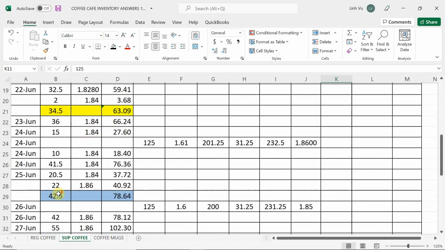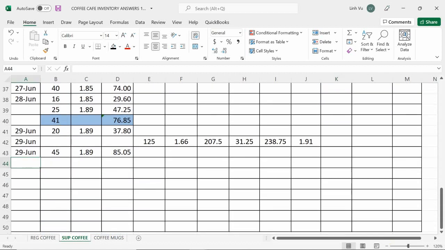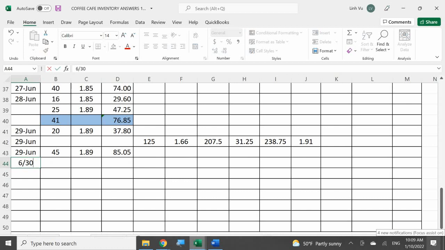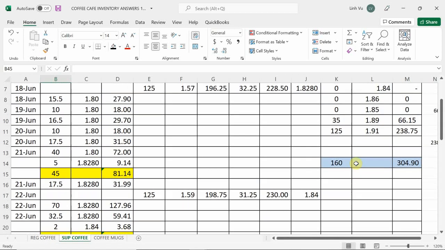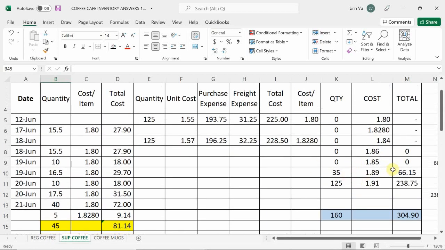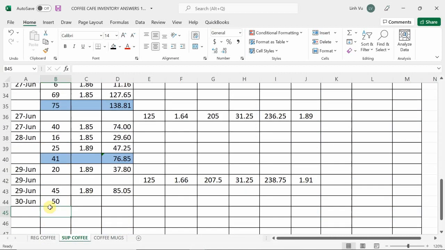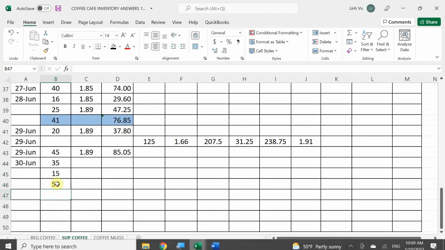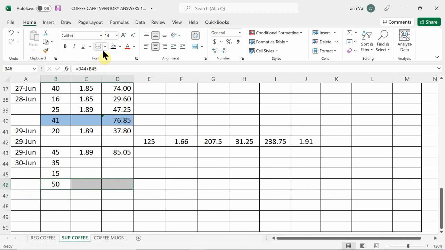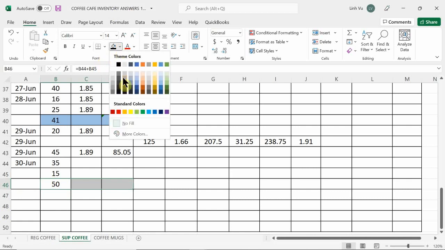Okay. Then we got to do our Supreme coffee. We sold 50 pounds, I believe, of the Supreme coffee. So let's see what we have here. We have 35 from this batch, and then now we also have to dip into our second batch. So 35, and then another 15 after that. So 35 plus 15 should give us 50 pounds. So we're dipping into multiple batches of inventory here.